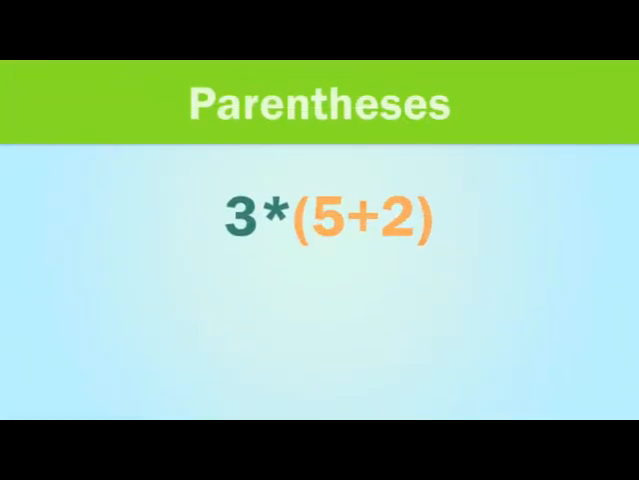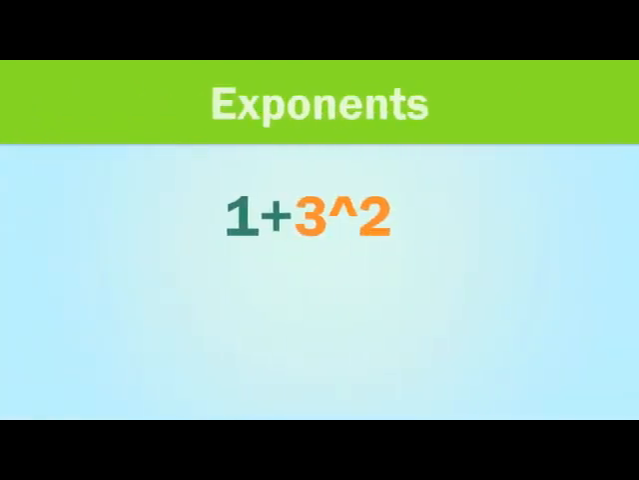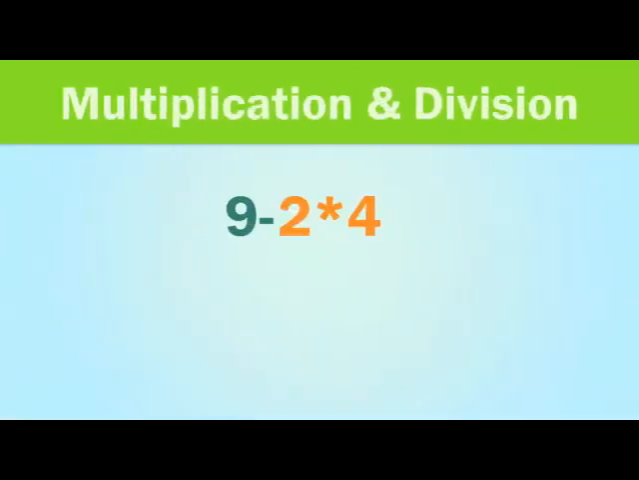In this formula, 5 plus 2 is in parentheses, so we'll calculate that first to get 7, and then we can just multiply 3 times 7 to get 21. This formula contains an exponent, 3 to the power of 2, and we'll need to calculate that first before doing the addition. If you have multiplication or division, that will come next. Here, we multiply 2 times 4 to get 8, and 9 minus 8 equals 1.